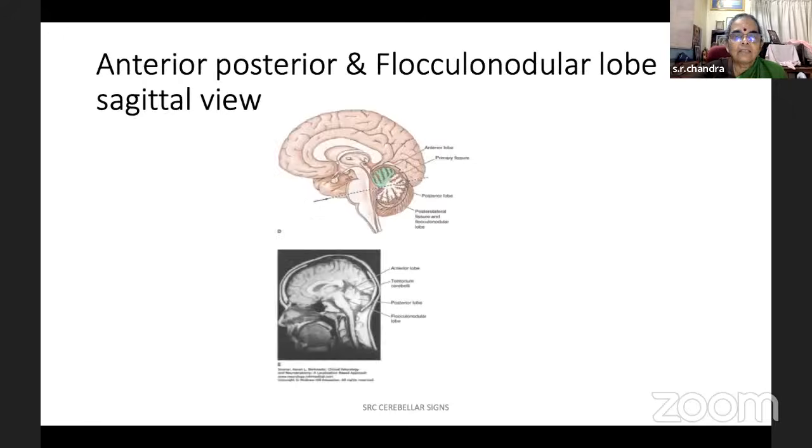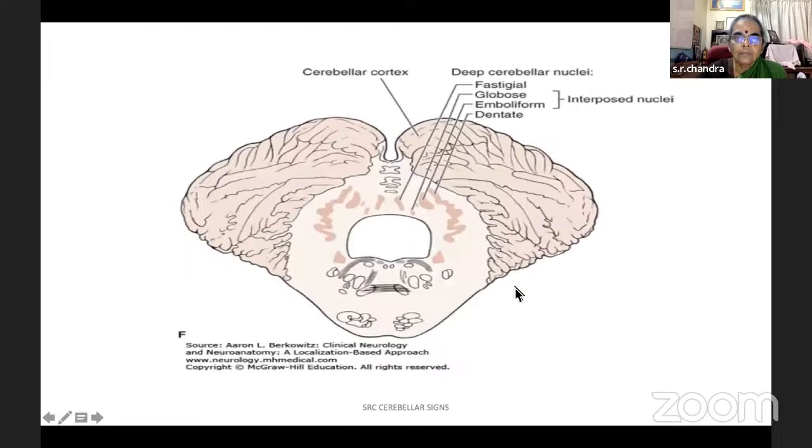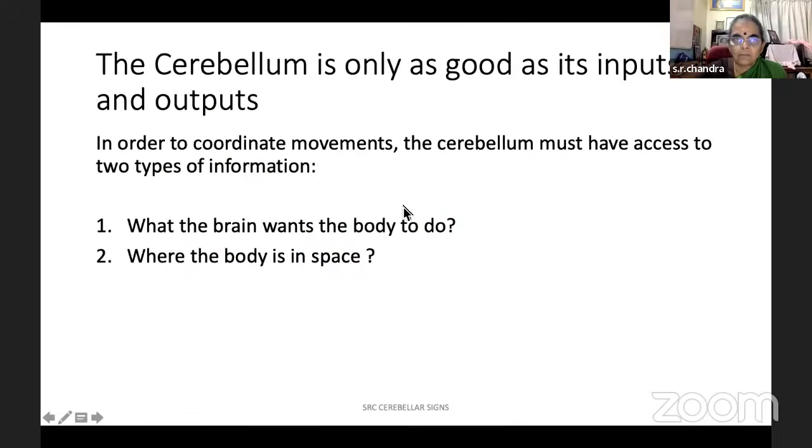And this is the sagittal section, what we see in our imaging. There we can localize: this is the anterior lobe, this is the posterior lobe, and this is the flocculonodular lobe. Here you can see the flocculonodular lobe. This is the dentate nucleus, fastigial nucleus, and emboliformis and globosus.